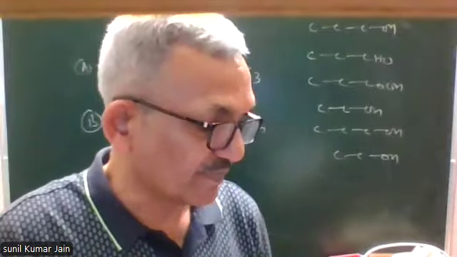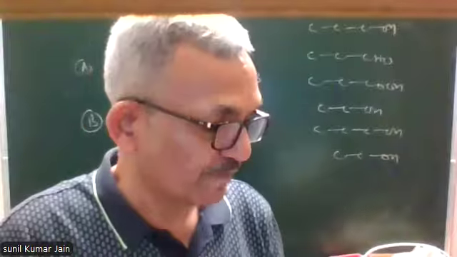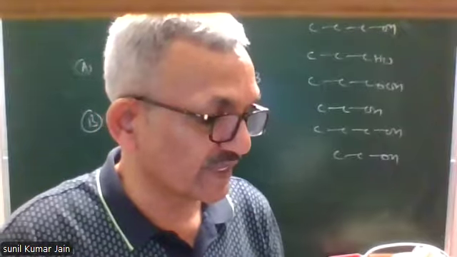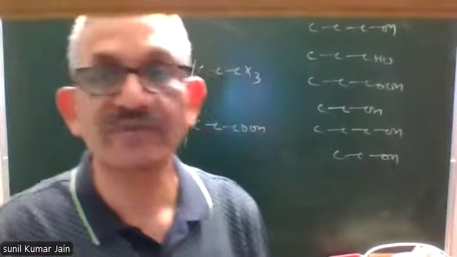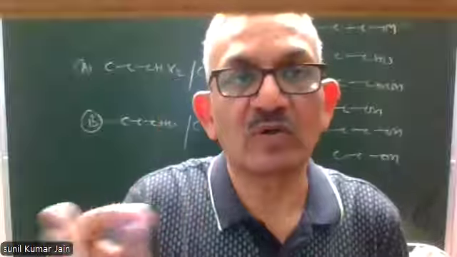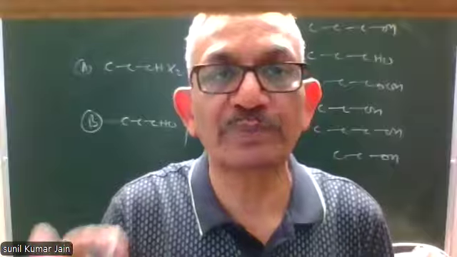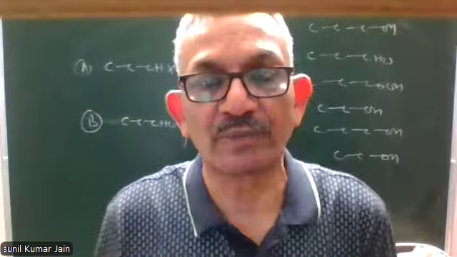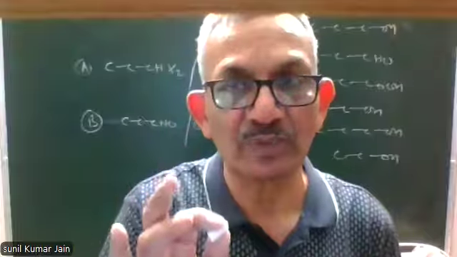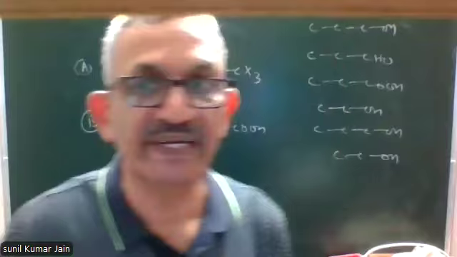Coming to next, what happens when? I'll verbally explain. What happens when 2-butanol is heated with concentrated sulfuric acid at 443 Kelvin? It will undergo dehydration to give 2-butene according to Saytzeff rule. So the main two points are dehydration and Saytzeff rule. Product is 2-butene. You have to write the balanced equation.